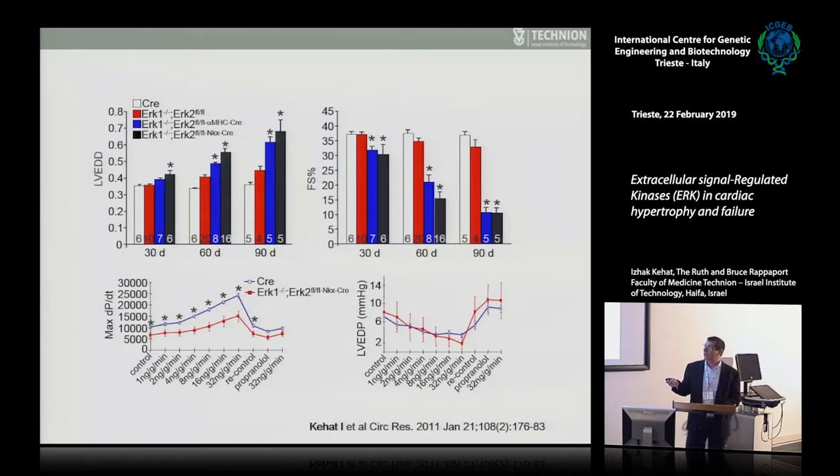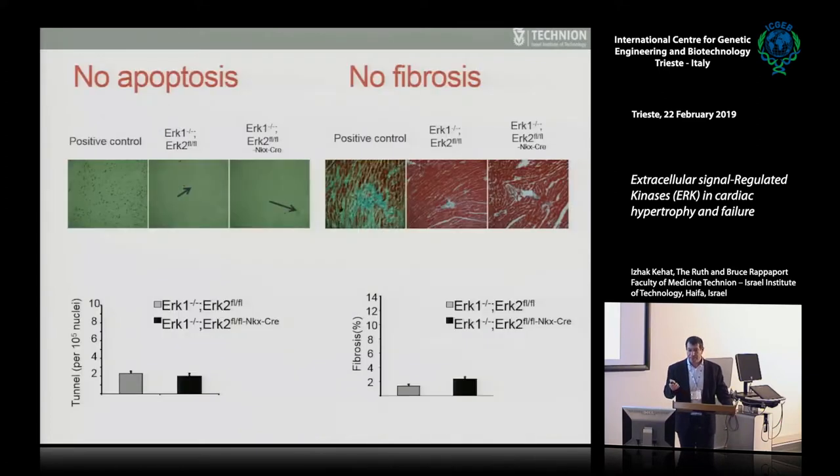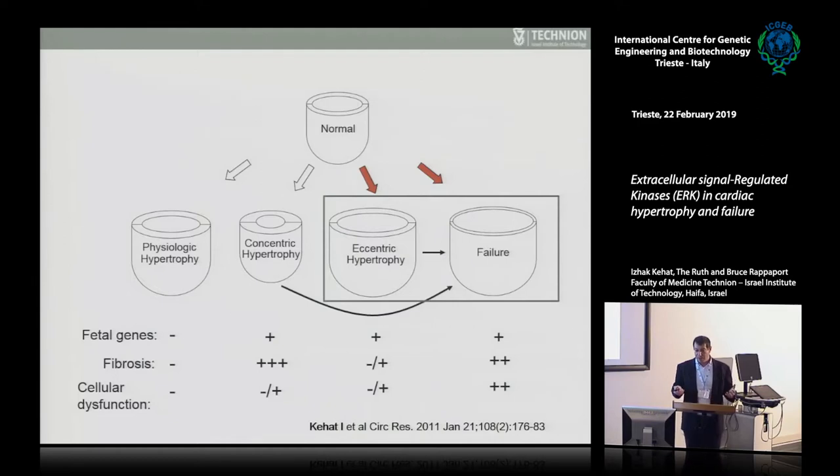So here we used invasive hemodynamics, and we used maximal dP/dt as a measure of contractility with escalating doses of dobutamine. Exactly similar to the echo data, we could see decreased contractile function in these hearts. Interestingly, despite the fact that they develop progressive hypertrophy, dilation, and reduced function, we did not see any increase in apoptosis nor fibrosis. So we concluded that if you have loss of function of ERK, you develop eccentric hypertrophy that gradually progresses to failure.